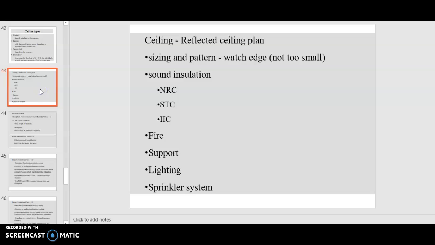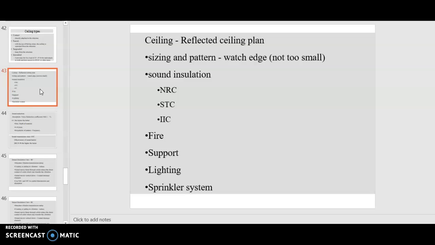All right. When we're dealing with a reflected ceiling plan, we're thinking about sizing, pattern, making sure that the edges, particularly if we have long linear edges, are considered. We're mindful of how the pattern meets the edge, not to have small, very thin pieces. Particularly, acoustic tiles cannot be cut very short and small. We think about NRC, noise reduction coefficient. We're looking at fuzzy surfaces.